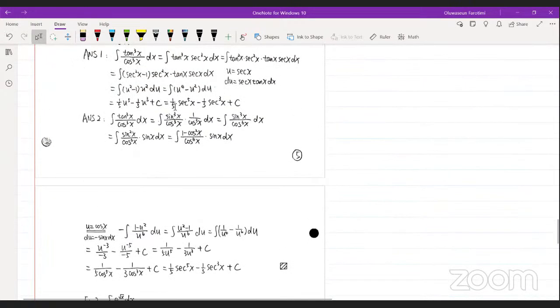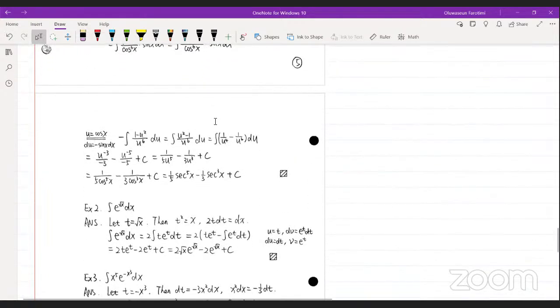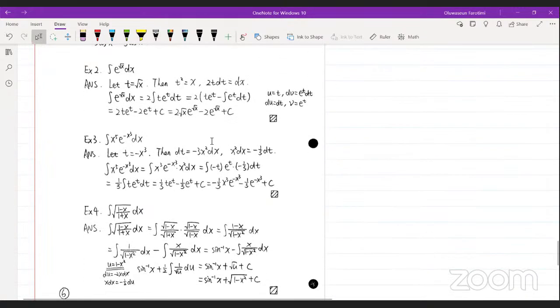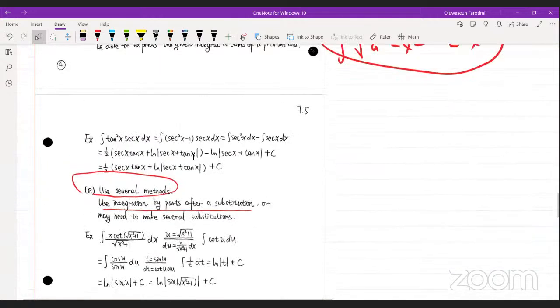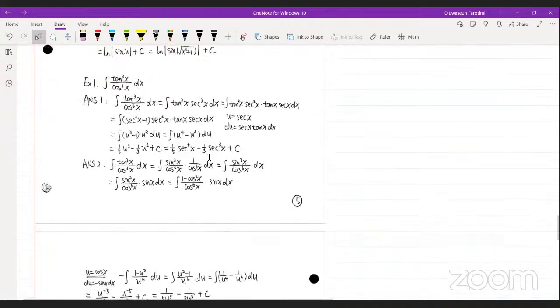If you look at this first example, this is the first method, first answer, right? This is a method, this is another method, okay? So sometimes you have an integrand and you can use more than one method. So 7.5 is as short as this, guys, because it just summarizes everything we've done before now. I hope you guys are going to practice this example.